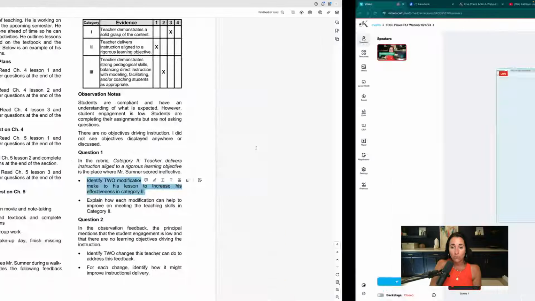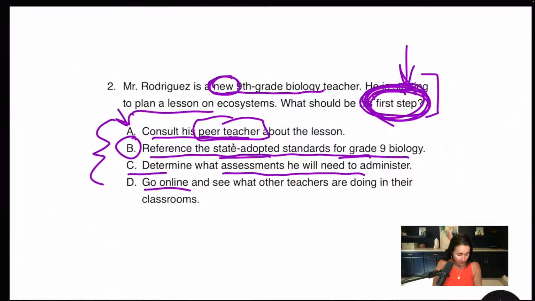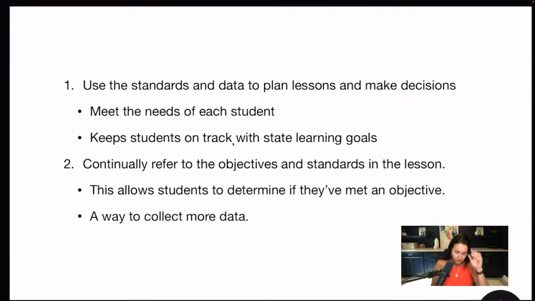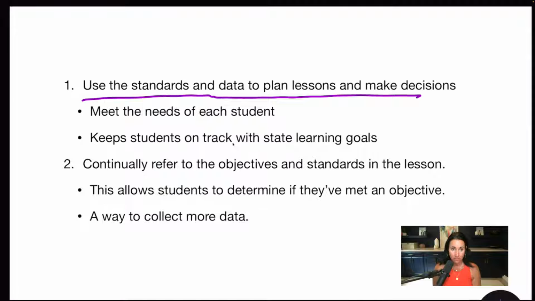So right away, I might have my scratch paper out while I'm reading this, and I'm going to jot down 2 methods, okay? The 2 methods I'm going to use for my first question is use the standards and data to plan lessons, because all he has in his lesson plan is like, read the chapter, answer the question, read the chapter. That's not using the standards to plan. There's no words in there about the skills the students are getting.